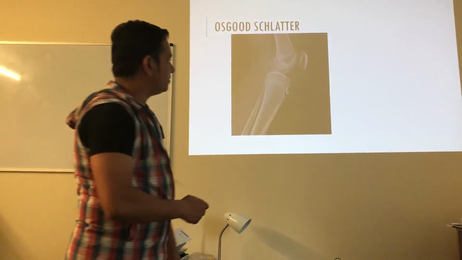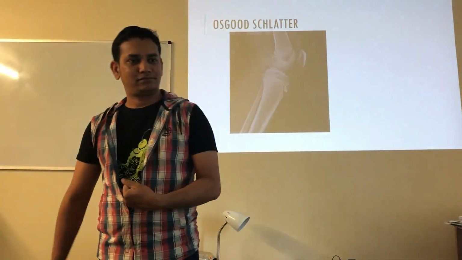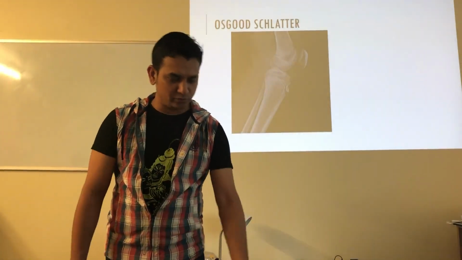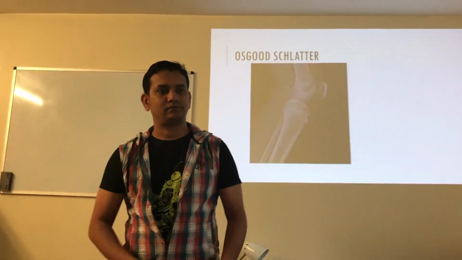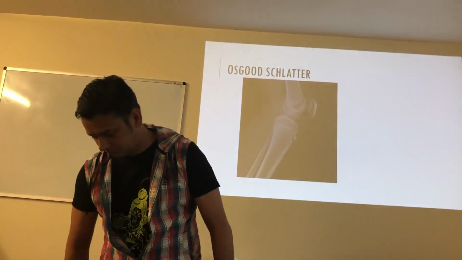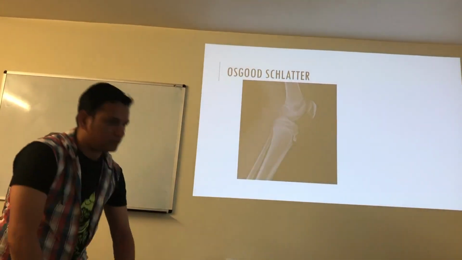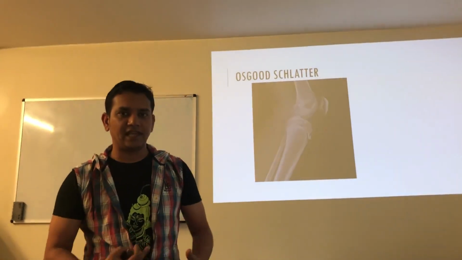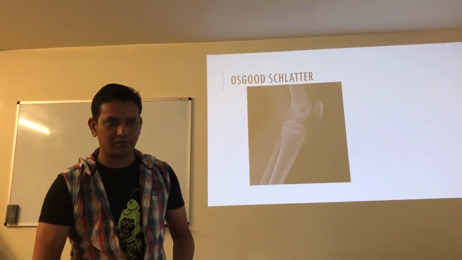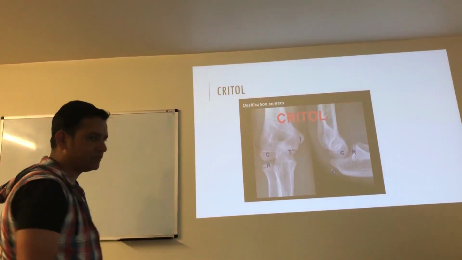What is the similar pathophysiological condition in the navicular? What's the name? It's called Köhler. If it's in the calcaneum, it's called Sever's. Okay, it's given in your books.